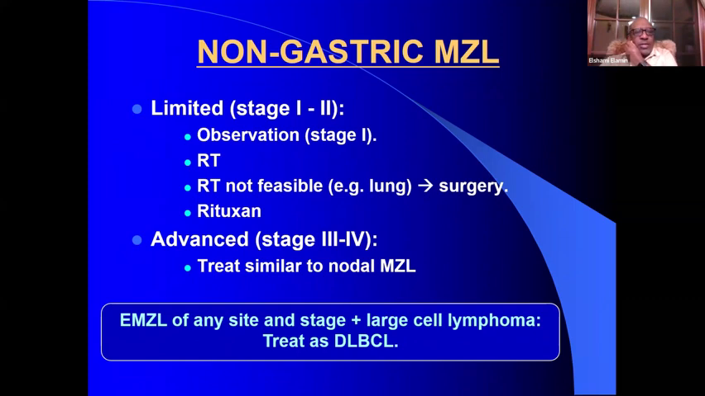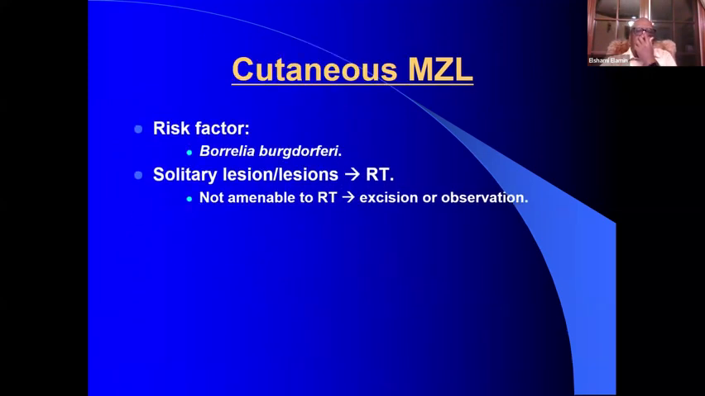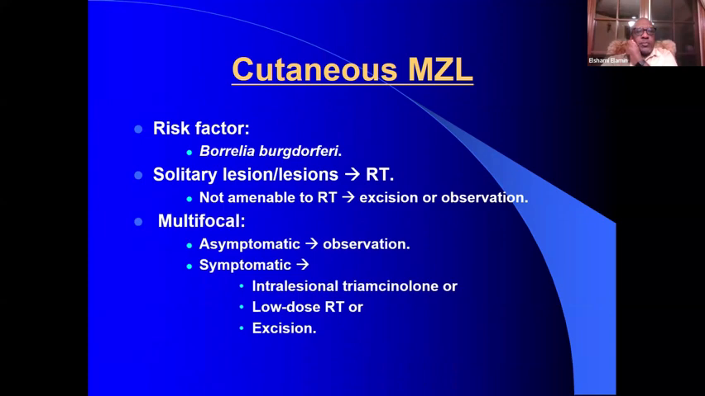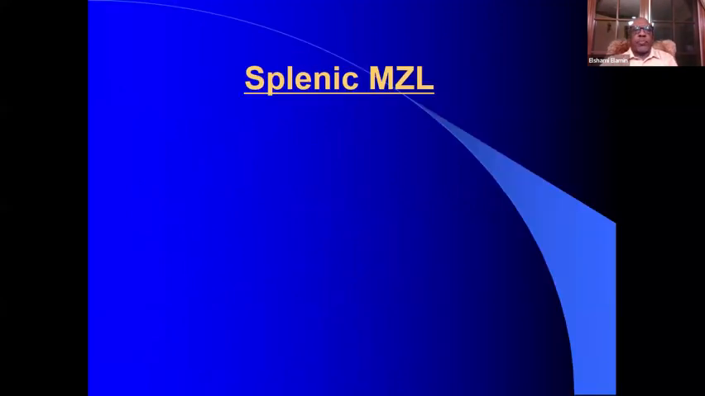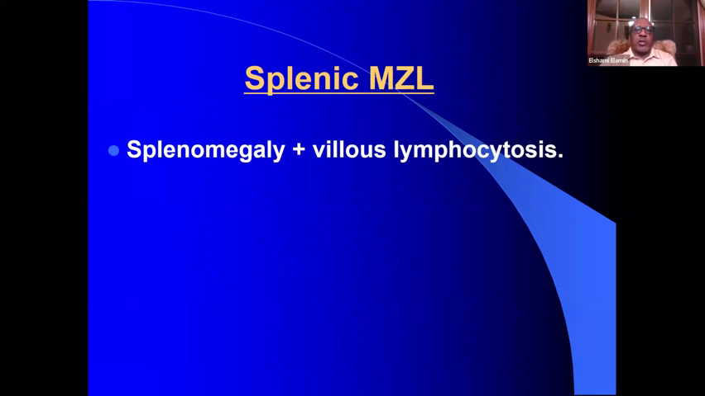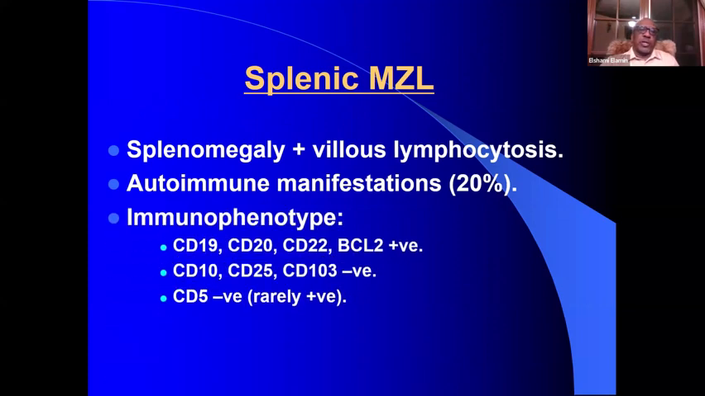Extranodal marginal zone lymphoma of any site and stage, plus large cell lymphoma, treat as diffuse large B-cell lymphoma. Cutaneous, as we said, associated with Prolia. If it's solitary, radiation. Splenic marginal zone lymphoma, characterized by splenomegaly and villous lymphocytosis, with autoimmune manifestation in 20% of the cases.